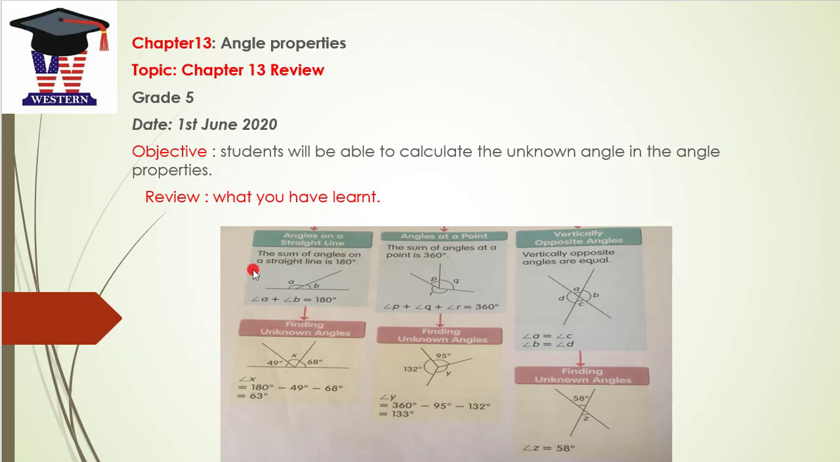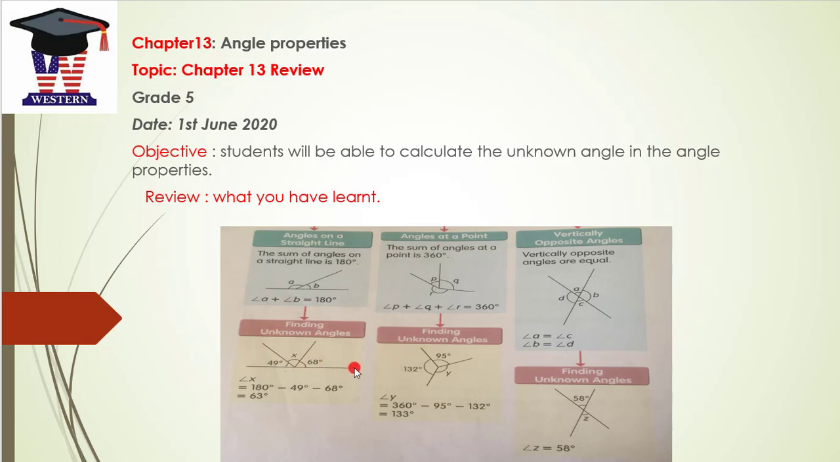Angle on a straight line. The sum of angles on a straight line, you know already, is 180. So the figure shows that this is angle on a straight line. We have angle A, angle B. We take angle A plus angle B equal to 180. Example of angle on a straight line here.